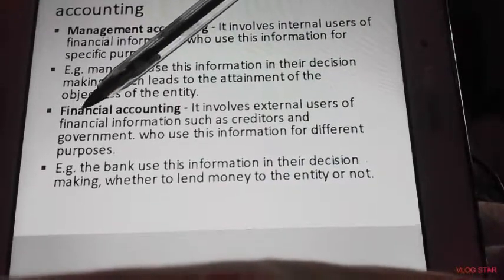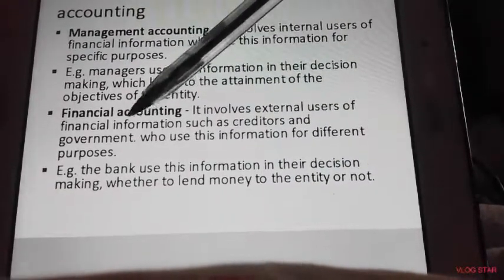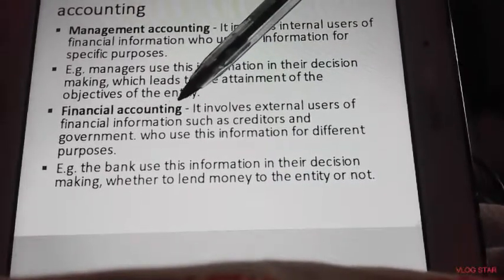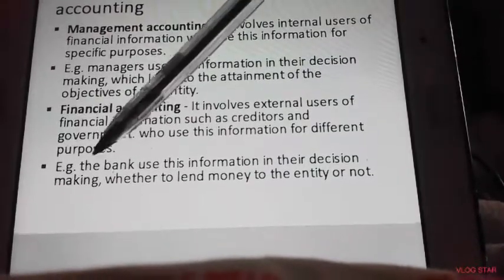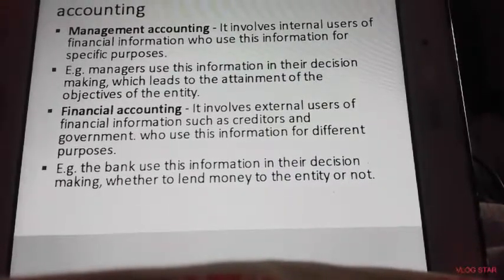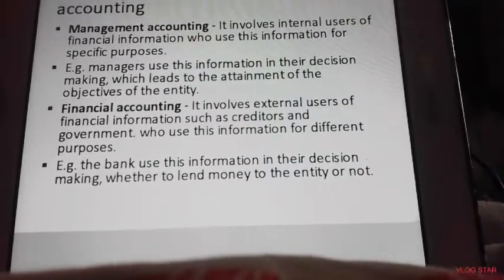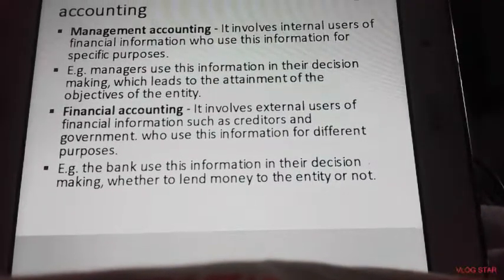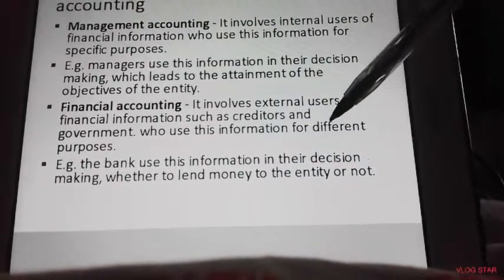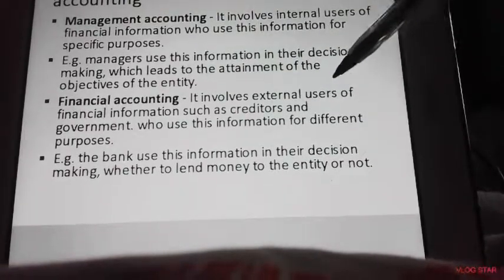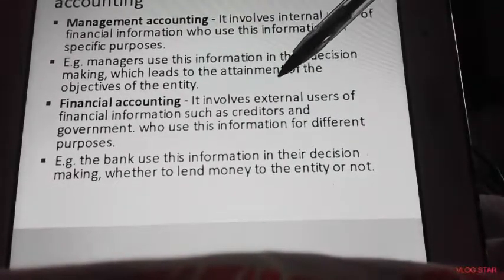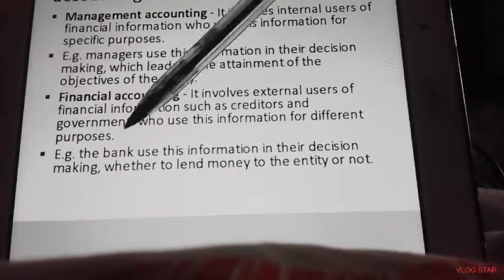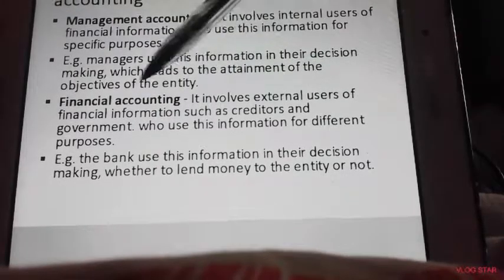And coming to financial accounting here. Financial accounting involves external users of financial information, such as creditors and the government, who then use the information for different purposes. Financial accounting involves the preparation of financial statements, and we then have to distribute these financial statements to the outside users, the external users of financial information, such as creditors and governments, and they will use this kind of information for different purposes.